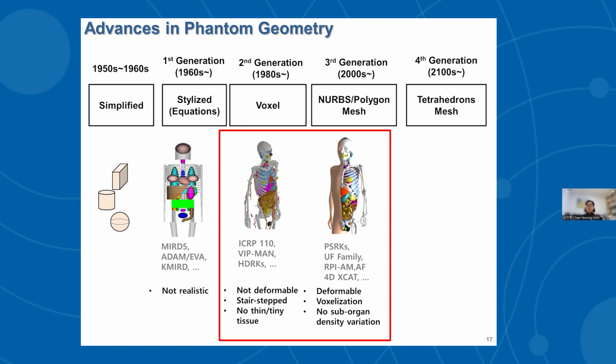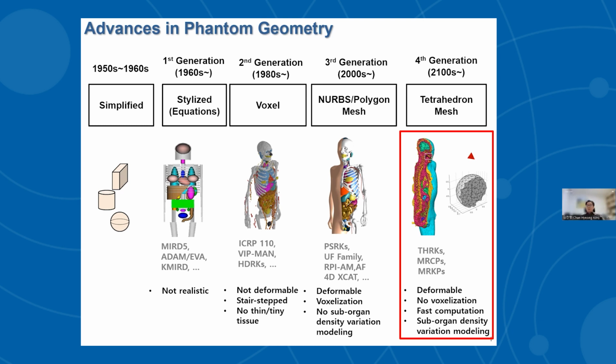Then the voxel phantom is the one which is used in the Monte Carlo code for those calculations. So we can say that the NURBS polygon mesh geometry is not fully free of the limitations of the voxel geometry. That is because the final geometry used in the Monte Carlo code is the voxel geometry, not NURBS polygon mesh geometry.